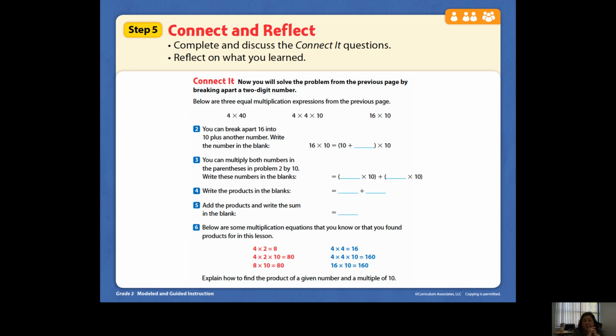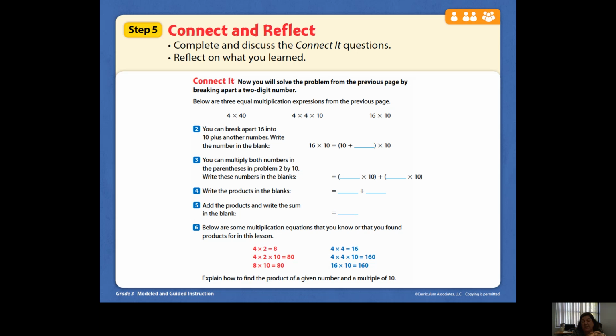Then you can multiply both numbers in the parentheses in problem 2 by 10. Write the numbers in the blank. So we're just going to multiply it by 10. So 10 times 10 and 6 times 10. And now we're going to write the products. What are the answers of those two?